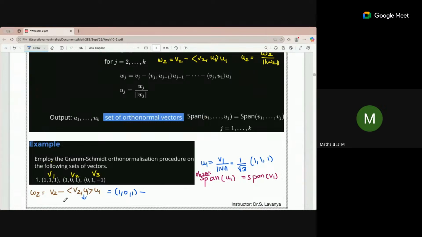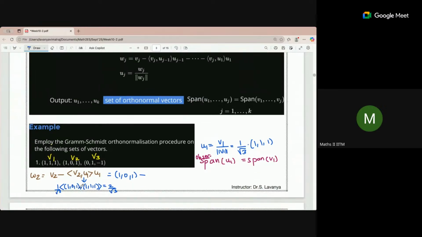What is v2? v2 is (1, 0, 1). And u1 is (1, 1, 1). So this value is equal to 2: 1 plus 1. And we can write that 1 by root 3 later or together. See, 1 by root 3 is there for each of the components, so it is a product of all these things. Here maybe I can bring it out for easier computation. So here you have 1 by root 3, (1, 0, 1) dot (1, 1, 1), which is 2 by root 3.